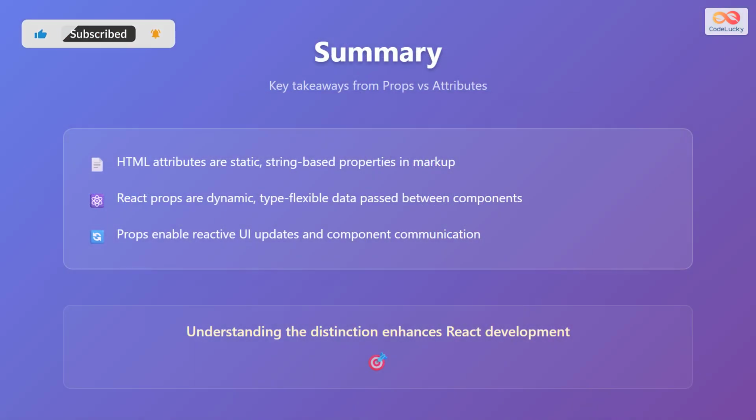In summary, HTML attributes are static, string-based properties in markup. React props are dynamic, type-flexible data passed between components. Props enable reactive user interface updates and component communication. Understanding the distinction enhances React development.